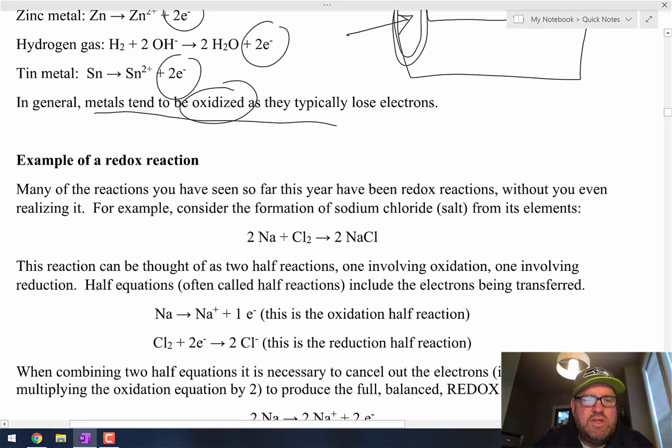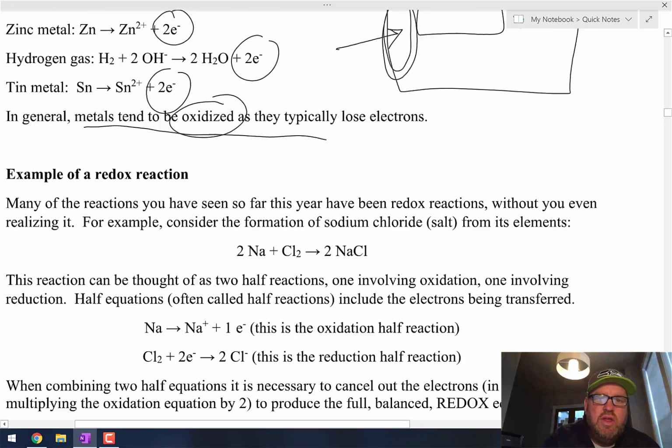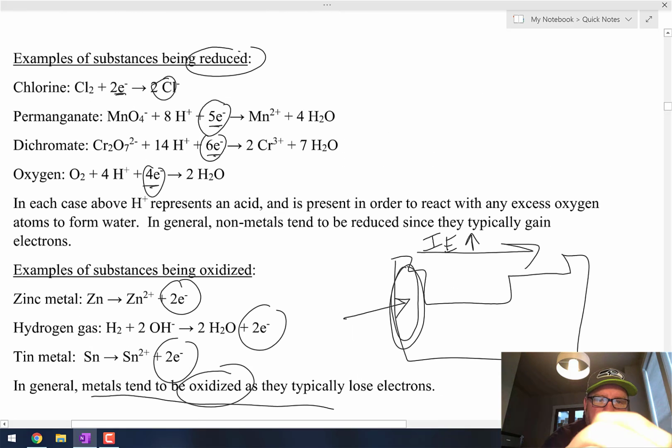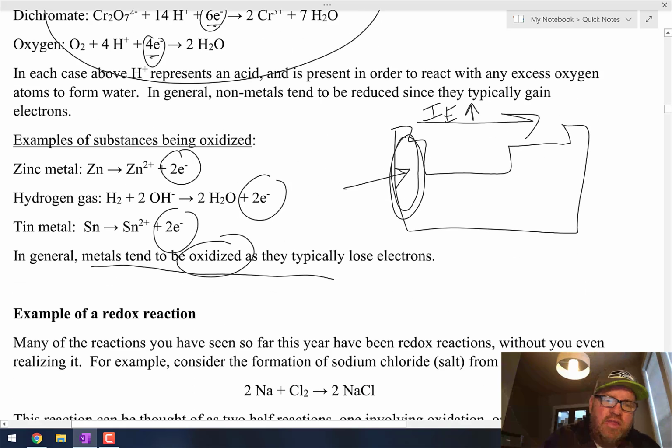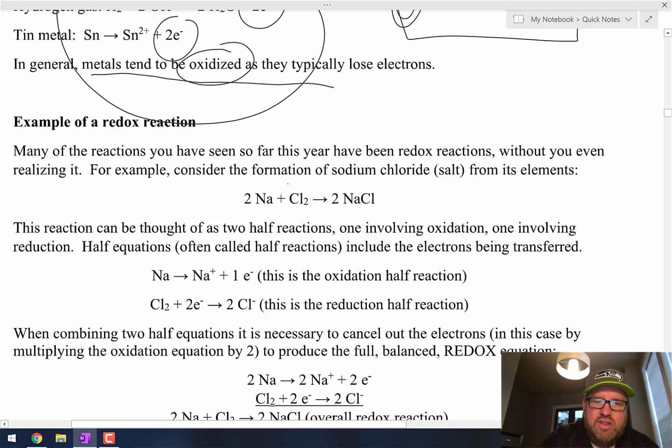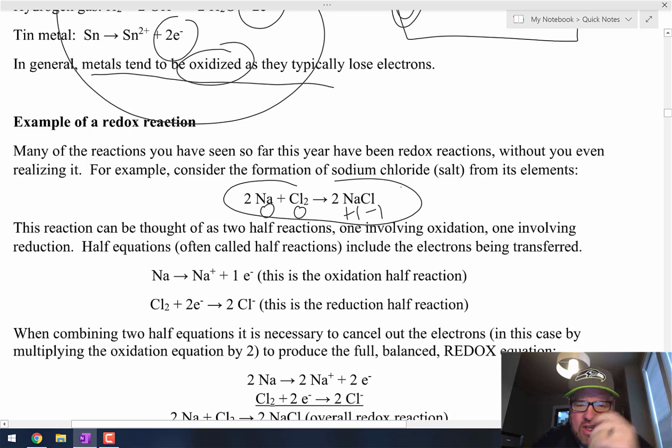Okay, so here's an example of a full equation. These up here are what are called half reactions. We'll talk about those in just a second, but notice this is just the reduction process, and this is just the oxidation process. Here you can see this is a full equation where sodium is going from a 0 charge to a +1, and chlorine's going from a 0 to a -1. So the sodium is being oxidized, the chlorine is being reduced.